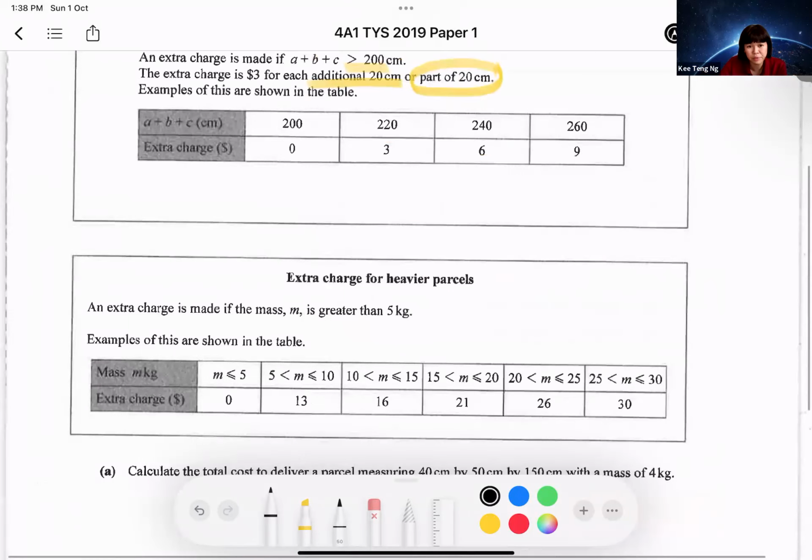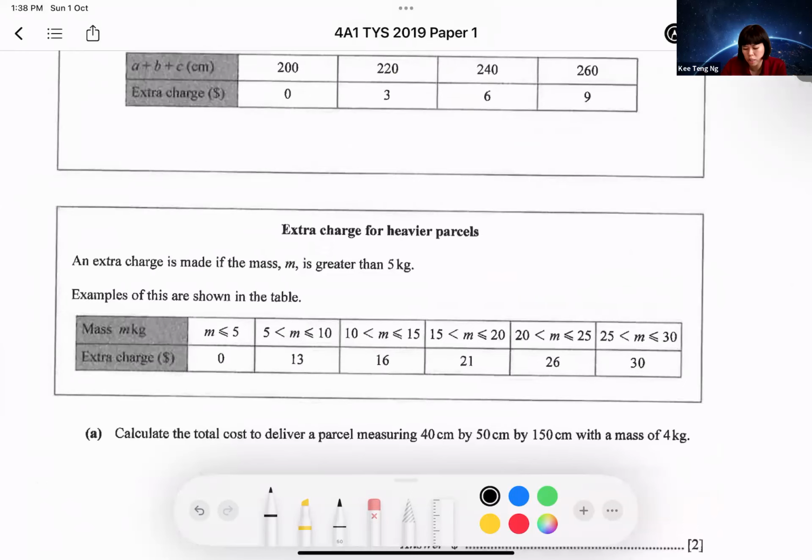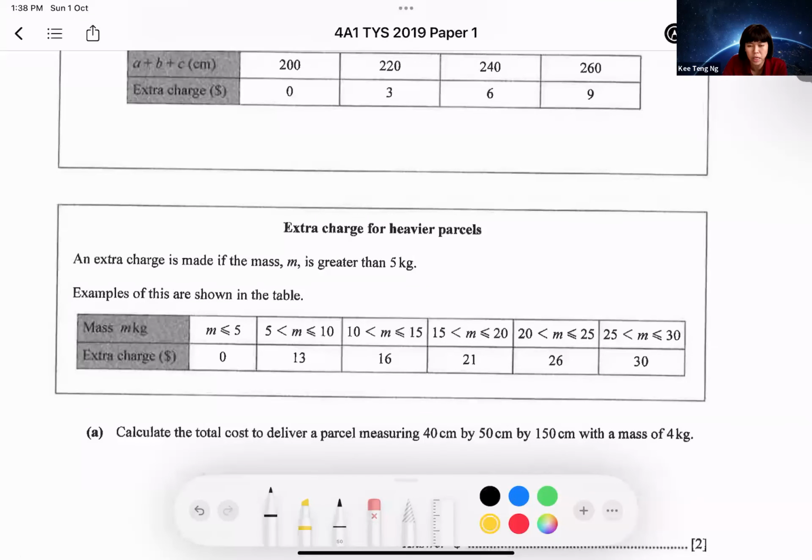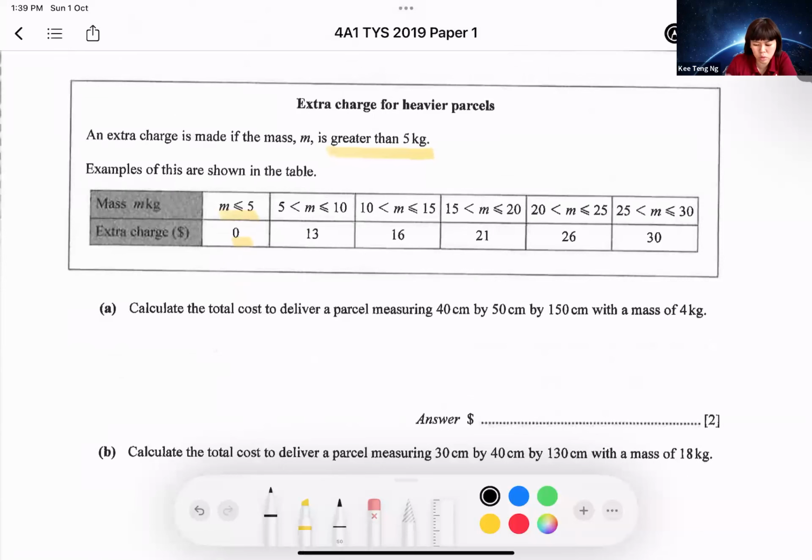Then the extra charge for the heavier parcel. The extra charge is made if the parcel is heavier than 5 kg. So for 5 kg or below, no extra charge. But let's say I have a parcel of 13 kg. Where is 13? Oh, 13 will be here. Then the extra charge will be $16, and so on and so forth. So this is how you read your table. Okay, find the total cost. The total cost is made up of the basic plus any extra charges.